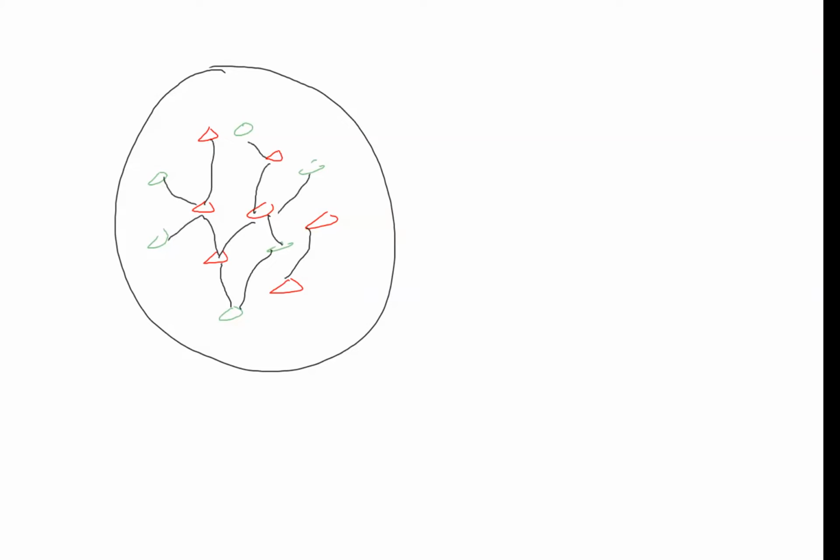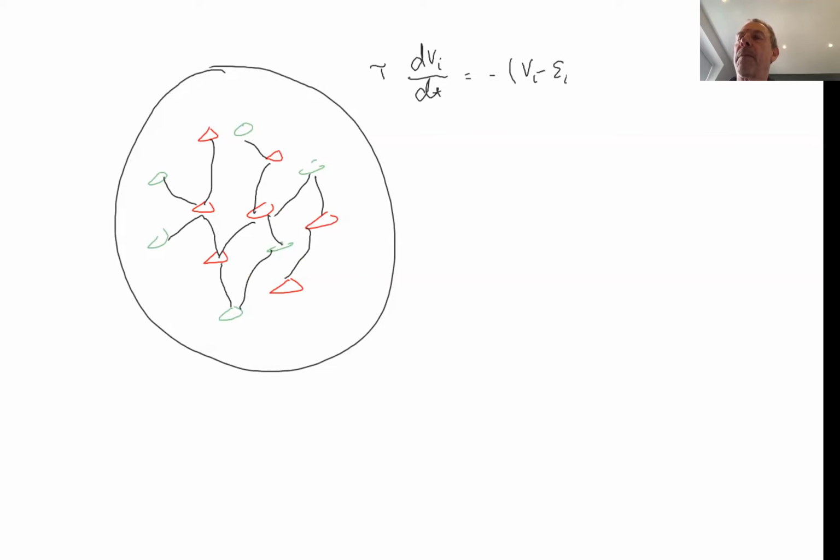And each neuron obeys dynamics that look like this. dVi/dt equals, let's say, linear integrate and fire, plus the sum on j of Wij Gj of t. And so this is the leak, which is about minus 65 millivolts.